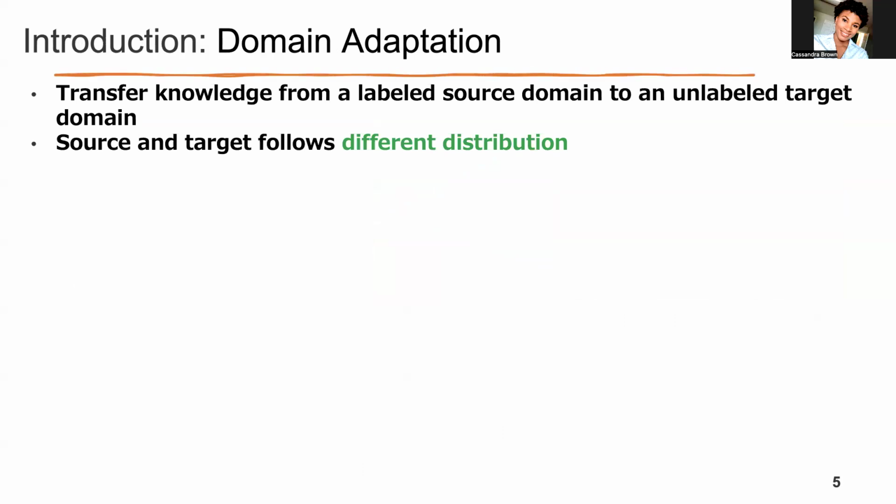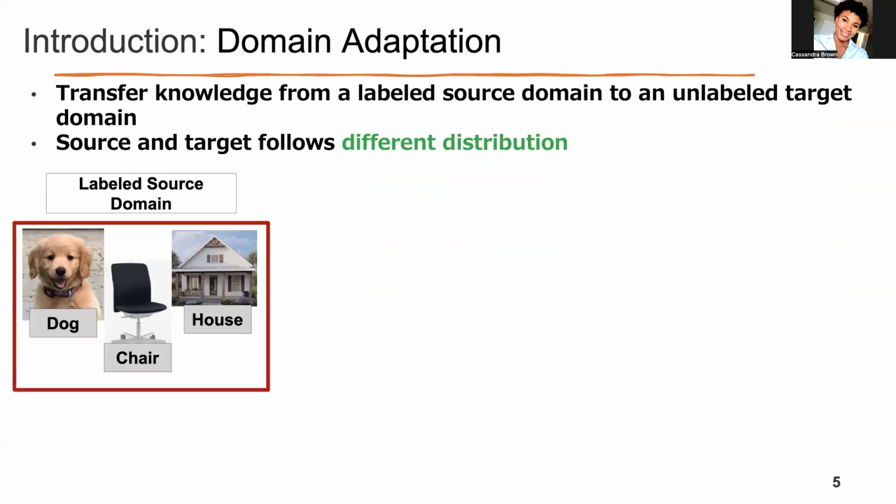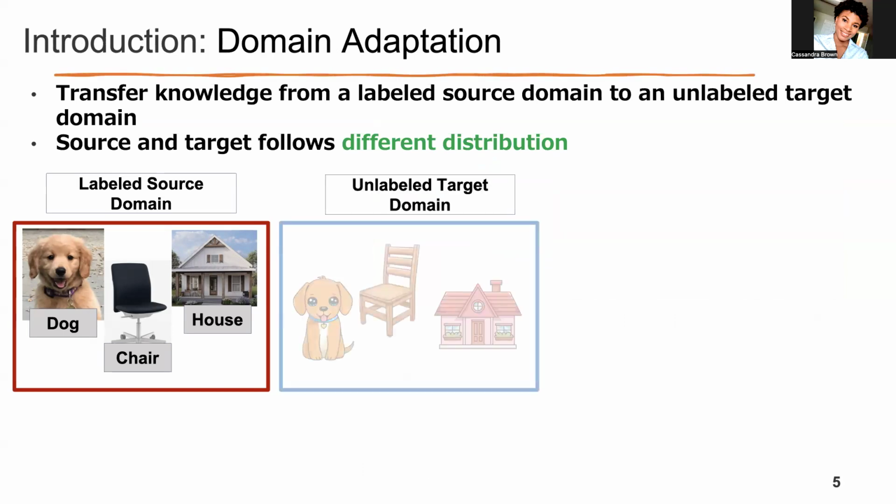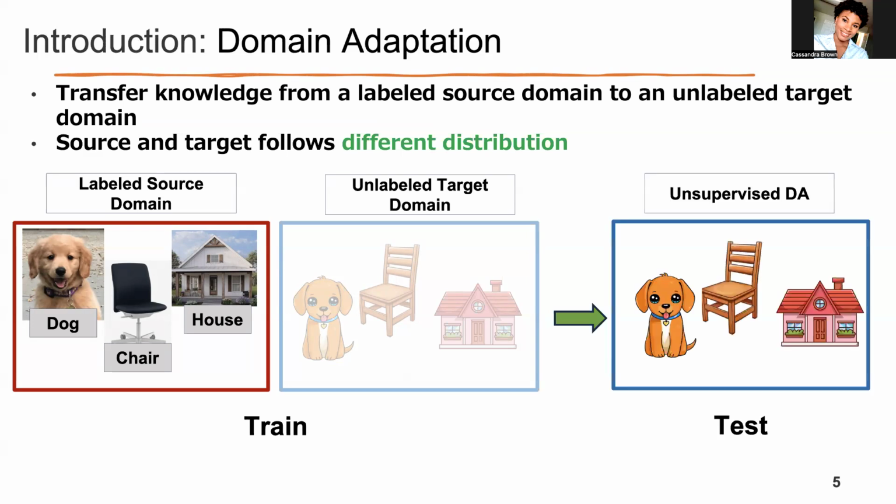And we have an assumption that the source and target have different distributions so that we can align them. Here is an example where we have labeled source data. For example, we have a dog image, chair image, and house image. Those are labeled data. And we have same class data, however, these are maybe from a different domain or different distribution, and these are unlabeled target data. So we can make a training set out of it and train the model so that it can do unsupervised domain adaptation on the target data without using any target label.